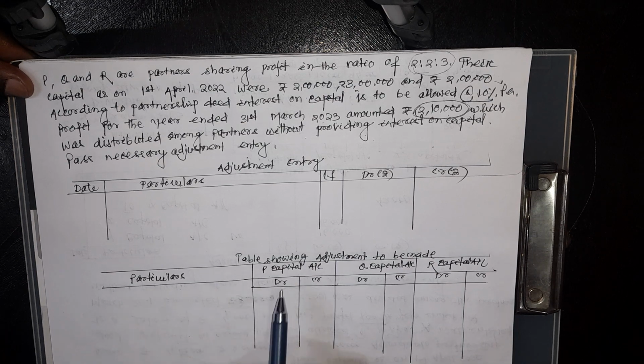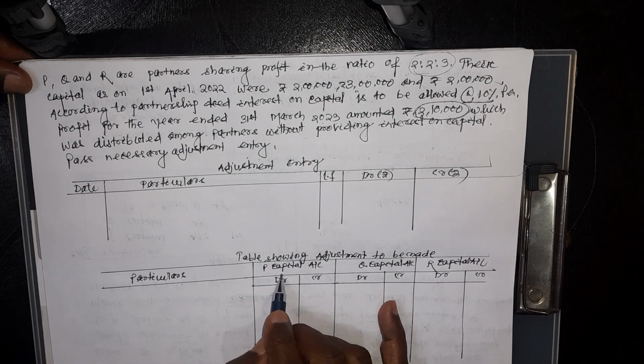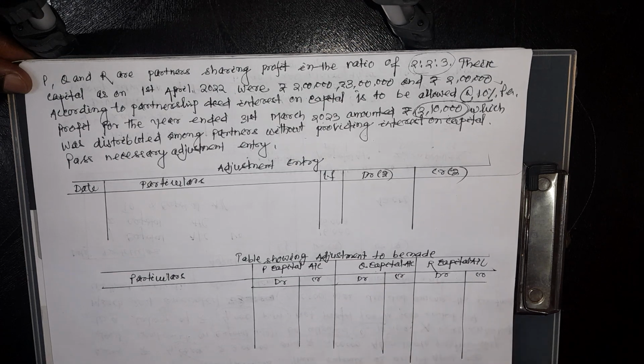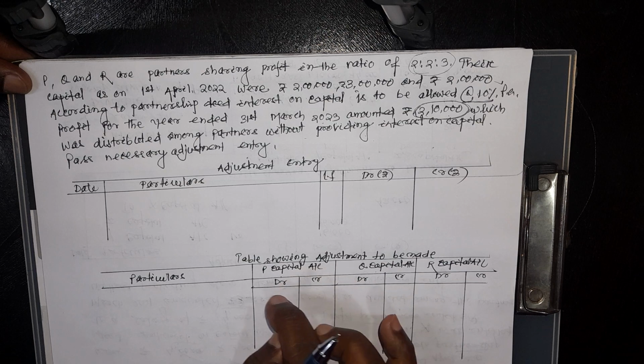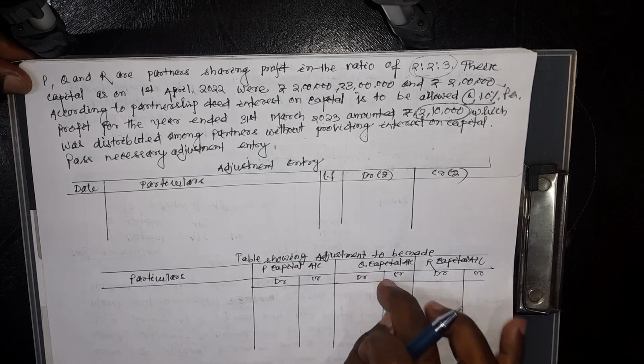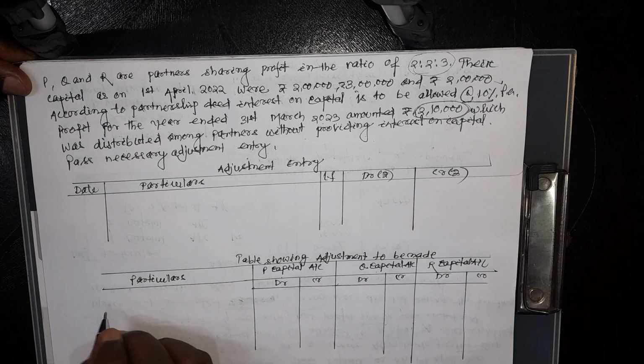Now I have drawn the analysis table. Table showing the adjustment to be made. What are the adjustments we have to make? That I am going to explain here. So P capital account, Q capital account, R capital account. In each I made two columns: debit and credit. So first of all, we have not provided interest on capital.